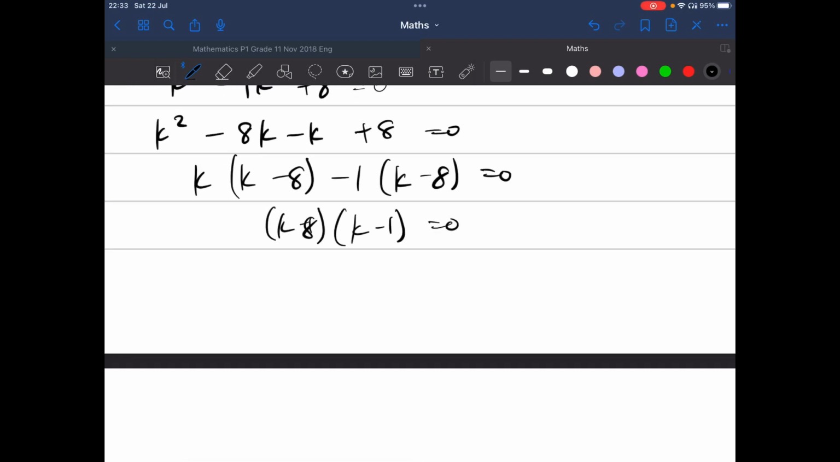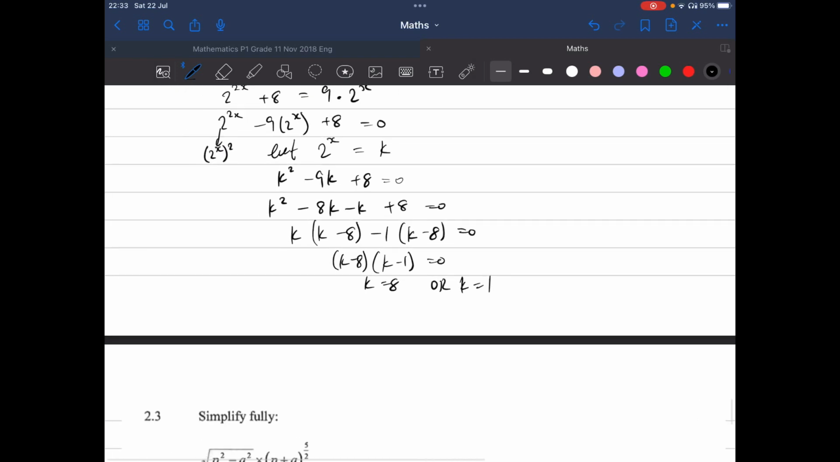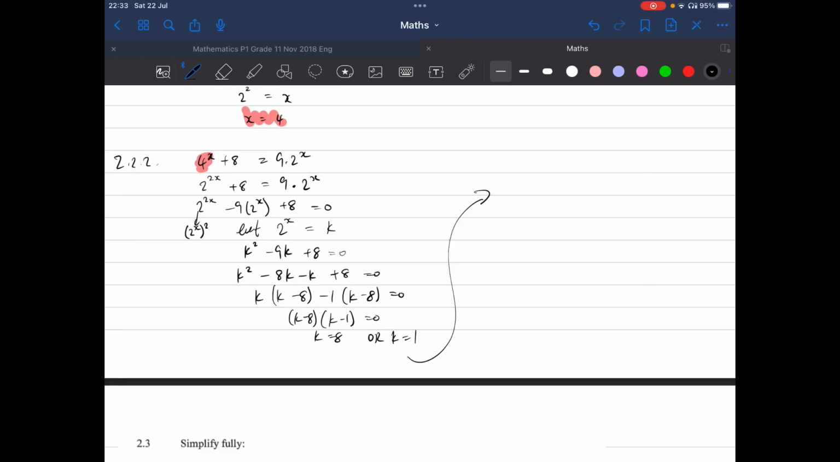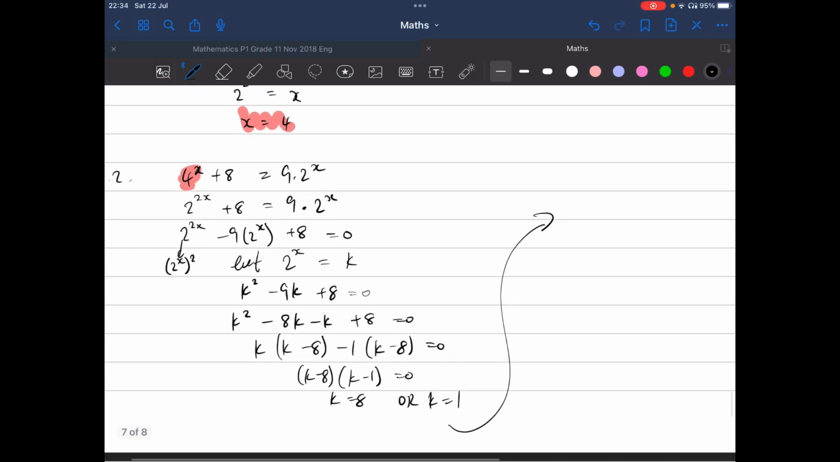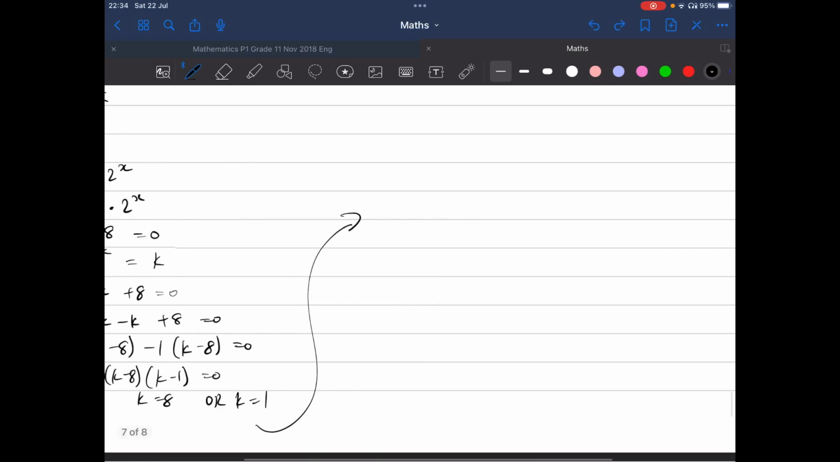Okay, so I have two things now. I can equate each of these to 0. Let me just make this a bit neater. So this was k minus 8. Okay, so my two options are k is equal to 8 or k equals 1. Okay, now I'm just going to take this and bring it here. So let's start with k equals 8, right? And remember, k is 2 to the x. Okay, so I could say 2 to the x equals 8 or 2 to the x equals 1.